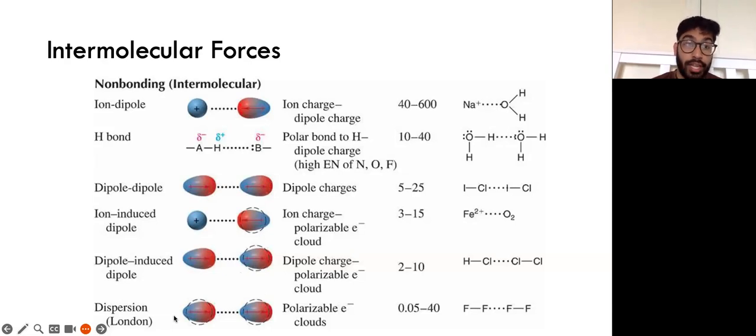Another famous one is the London dispersion forces, or the van der Waals forces. This is a polarizable electron cloud, an interaction that just happens by chance between two molecules that do not usually have dipoles. In this case, F2 and F2, they don't have dipoles, but as you know, electrons don't really stay in one place. They move around in a cloud, and at any given point a certain amount of electrons can be in a greater area at a specific time. That can induce a dipole. It can be a very short, temporary dipole, but it can induce a dipole in the molecule and force an interaction. These are very weak, the weakest of the intermolecular forces.